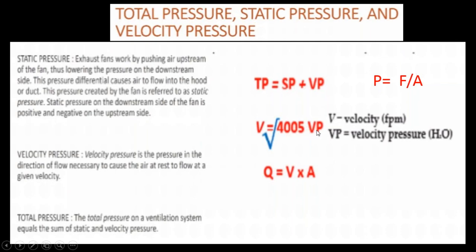velocity pressure and static pressure can be measured in inches of mercury. We can also measure in inches of water. This formula uses the unit of inches of water gauge.